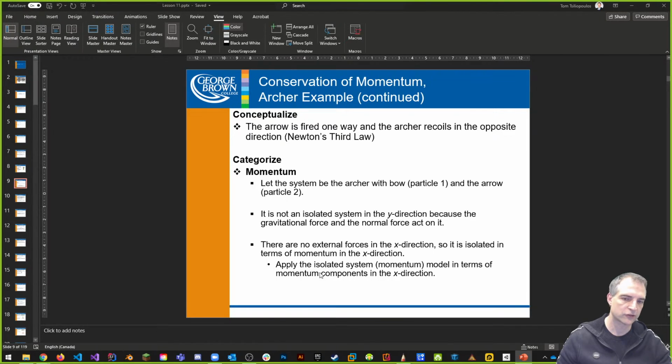There are no external forces in the x direction, so it is an isolated system in terms of momentum in one direction, in the x direction only. So we apply the isolated system momentum model in terms of momentum components in the x direction only. Remember, y direction is going to fall down, but the x direction we can look at and say we can apply momentum here, right?